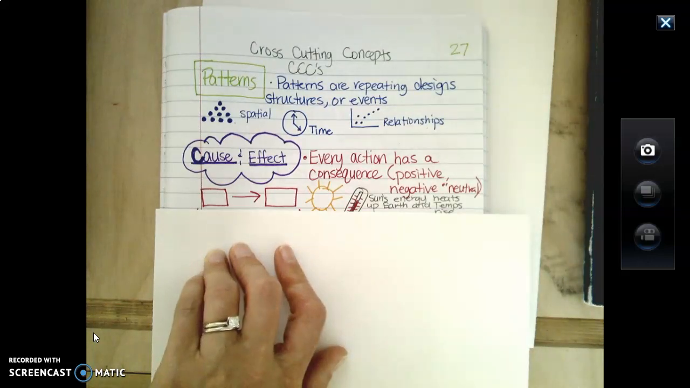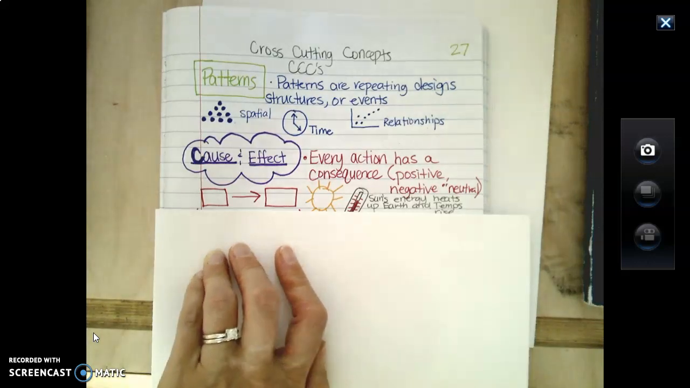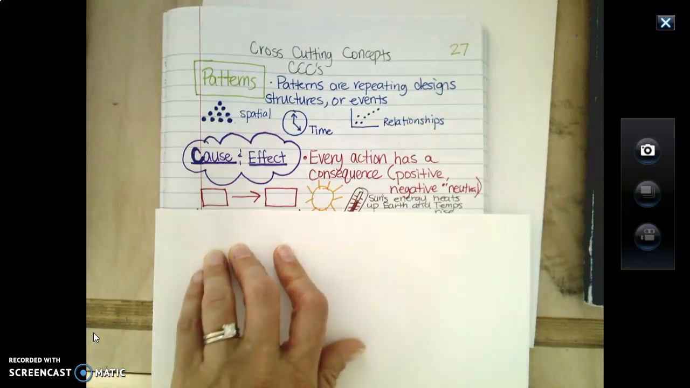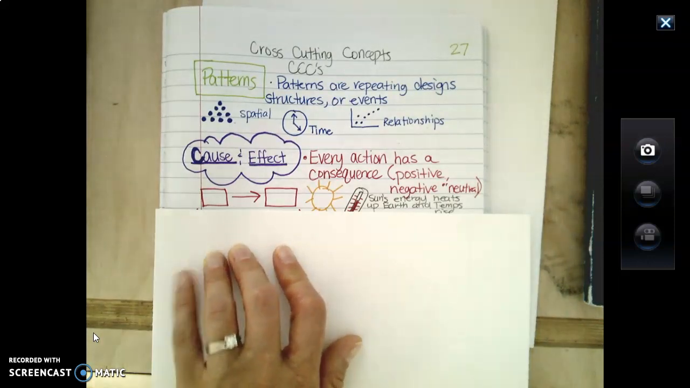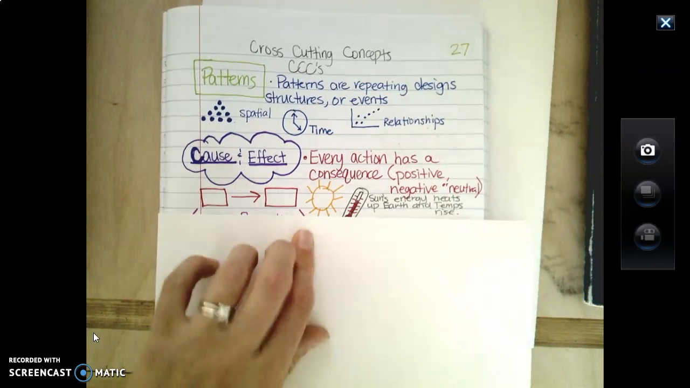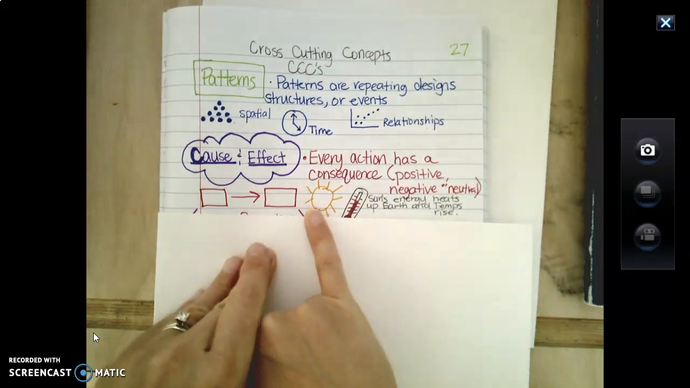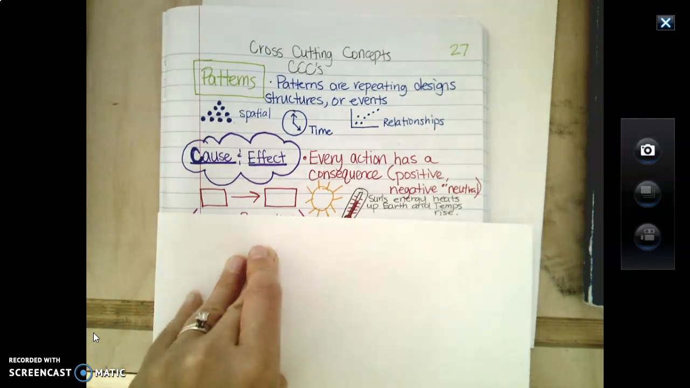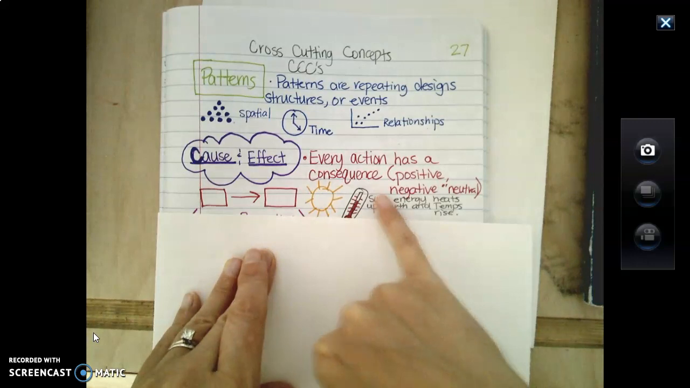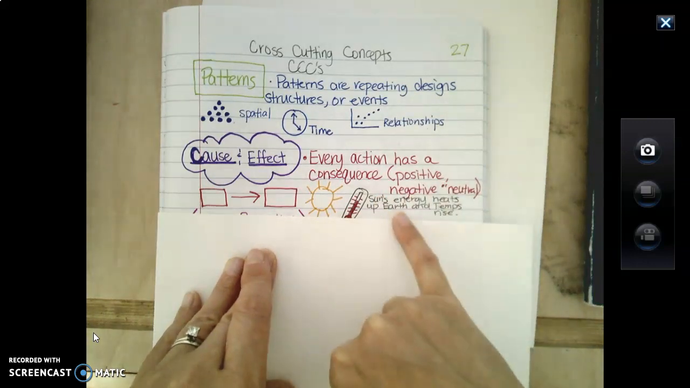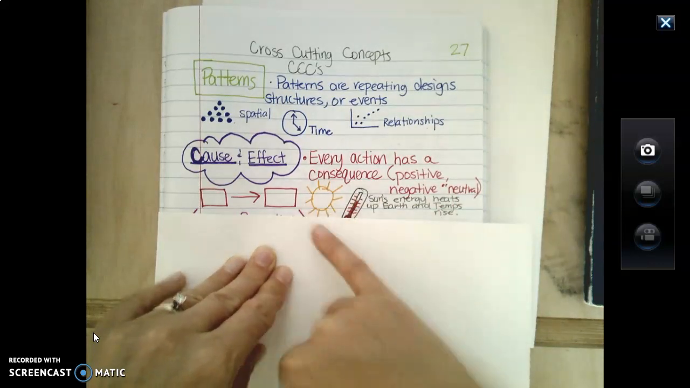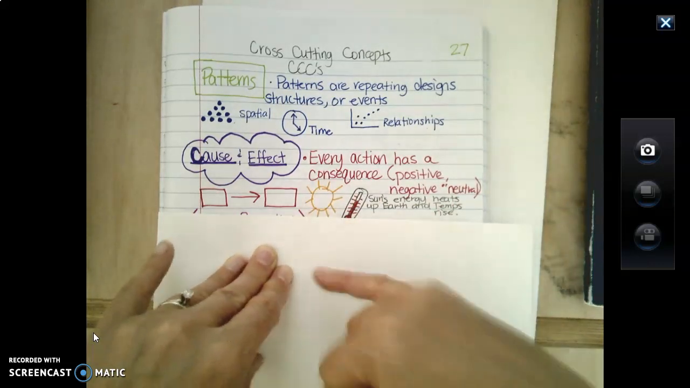So cause and effect. Every action has a consequence. Now, it could be a positive consequence, it could be a negative consequence, or it could be neutral. It may not affect the system at all. So I liked this example. You've got the sun here, and as the sun comes out, it's going to heat up the earth. So the sun's energy heats up the earth and temperatures rise. The cause would be the sun. What's the effect of the sun? Well, the temperature is rising.